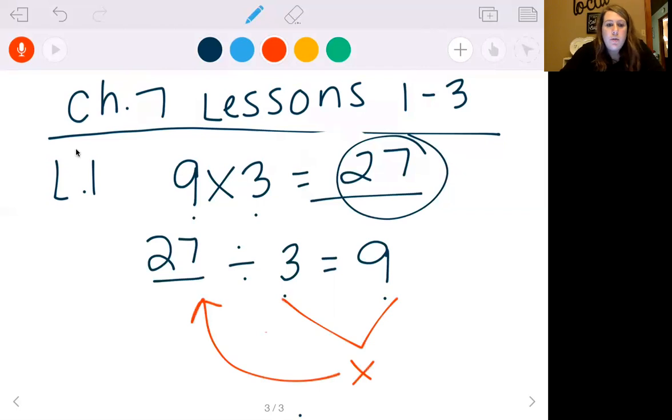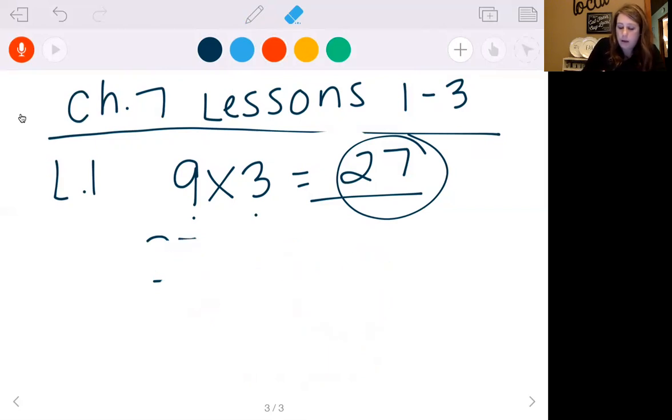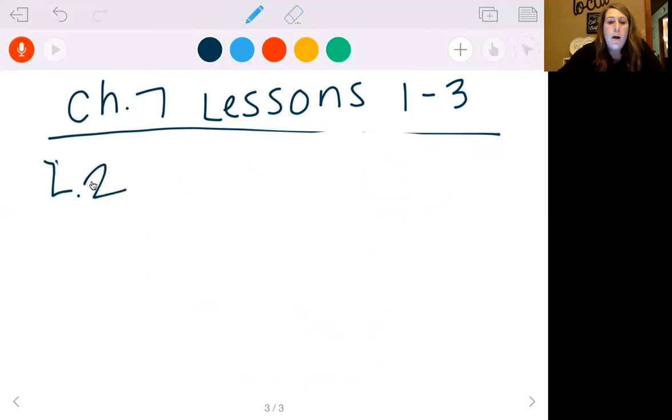So let's move on to lesson 2 real quick. I'm going to erase this and I'm going to pull it up on my computer. So give me just a second. Lesson 2. What I really, really want you to focus on is knowing those multiplication facts, because you can't do it if you don't know those facts. It's just not going to happen, okay? So lesson 2, the title of it is Divide by 2. So let's see what they give us.